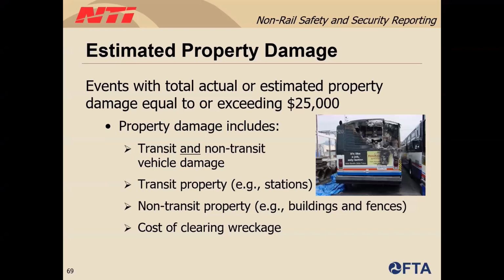Now we'll talk about the property damage threshold. Events with total actual or estimated property damage equal to or exceeding $25,000 are reportable. Property damage includes transit vehicle and non-transit vehicle damage, damage to stations, bus stops, and shelters if applicable. The cost of non-transit property, private property, buildings, fences, etc., are also included, as well as the cost of clearing wreckage.